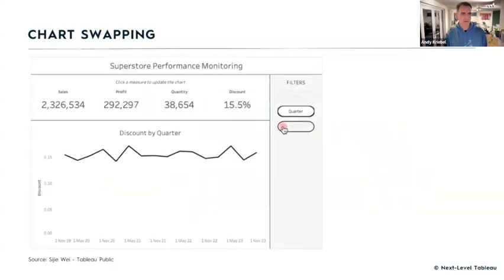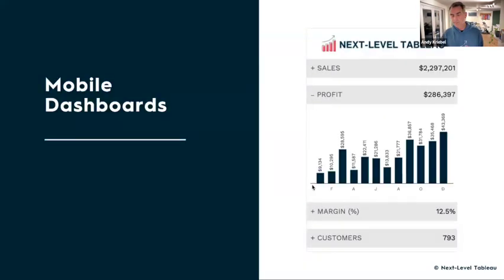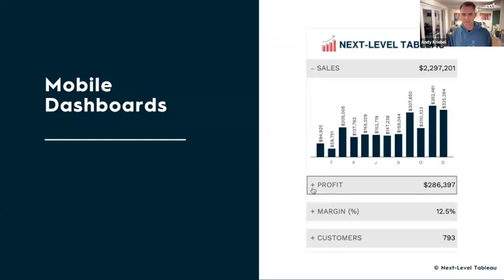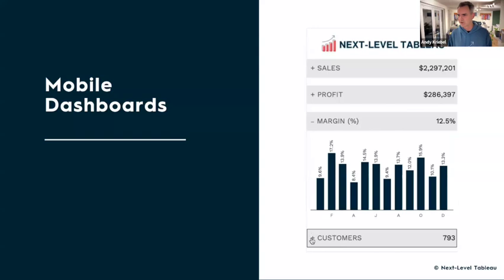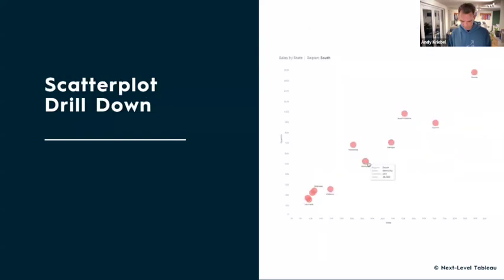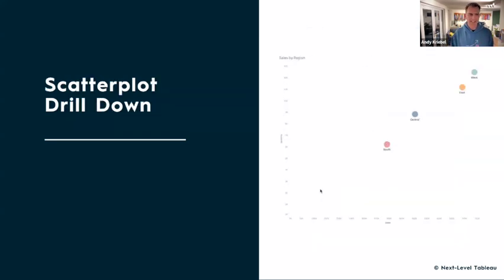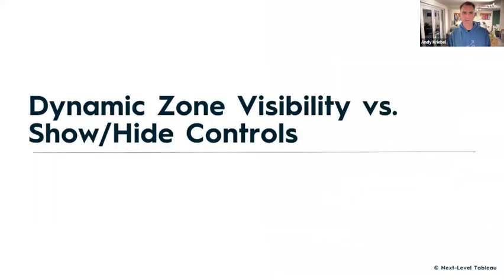Okay, chart swapping. We talked about that already. This is a really cool mobile dashboard that I showed in my newsletter and on LinkedIn the other day. This was really fun to build. Awesome experience on a phone. Especially that company name at the top. That's the best part of the dashboard, I think. And then a scatter plot drill down. I always did these drill downs with calculations before, one calculation that tracks the level you're at. But if you use dynamic zone visibility, even though they're all just scatter plots, it's significantly simpler to think through the logic that you need.